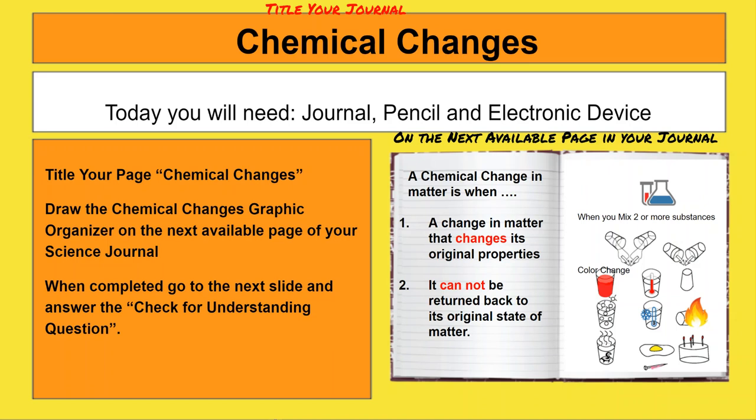Today you'll need your journal, a pencil, and an electronic device. Go ahead and title your page Chemical Changes. You'll draw the chemical changes graphic organizer on the next available page of your science journal. When completed, go to the next slide and answer the check for understanding question.